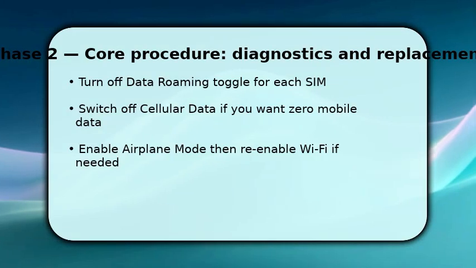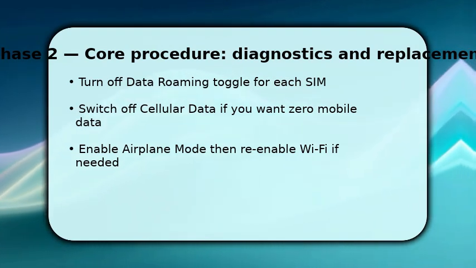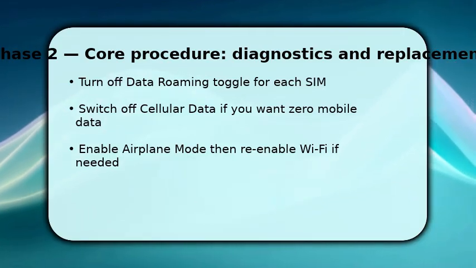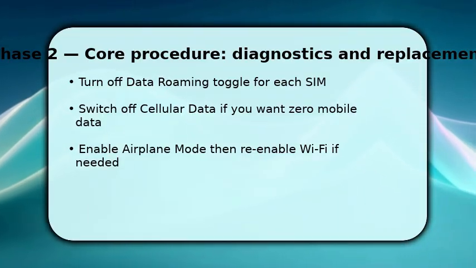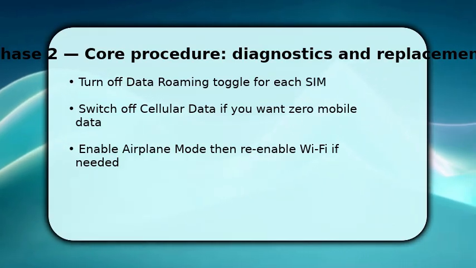Now, disable data roaming for every active SIM to stop international charges. This prevents handoffs to foreign towers. If you need absolute certainty, turn off cellular data entirely. Apps won't use mobile networks. For short-term control, enable airplane mode, then re-enable Wi-Fi to keep internet via trusted hotspots.